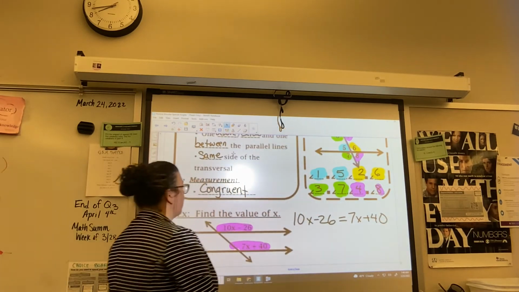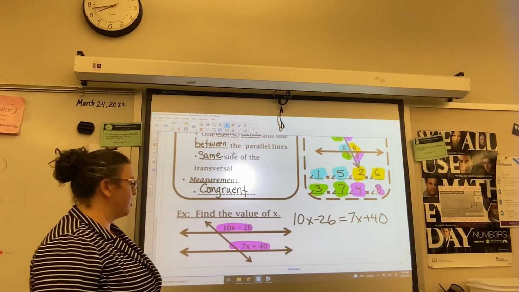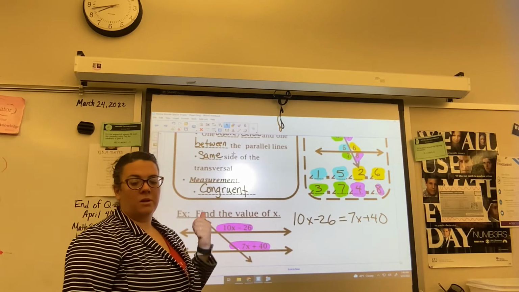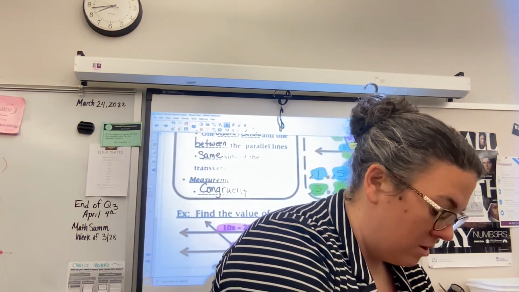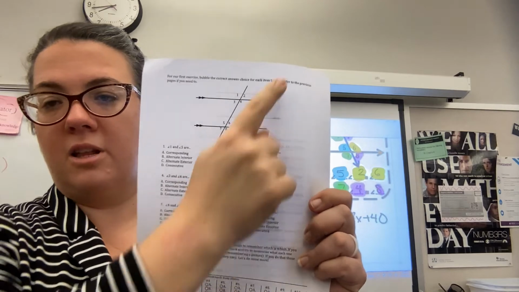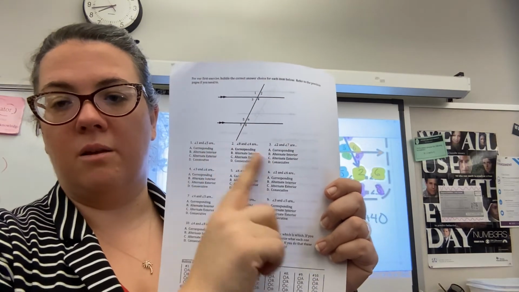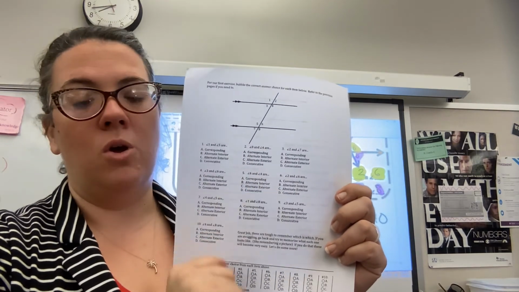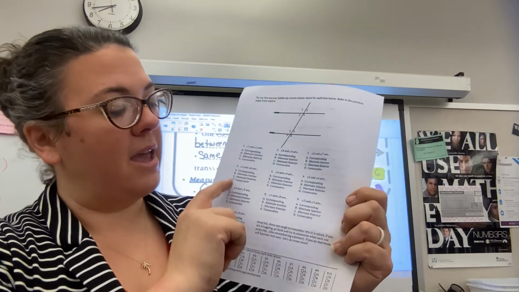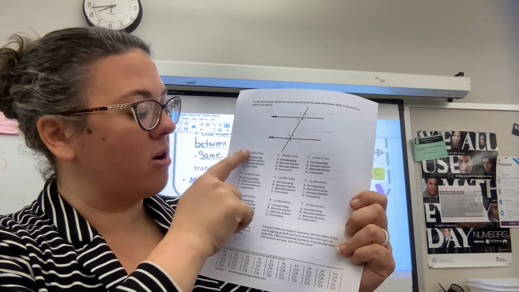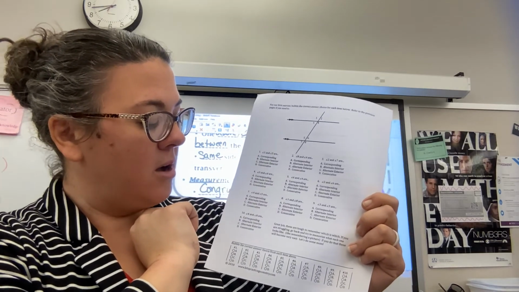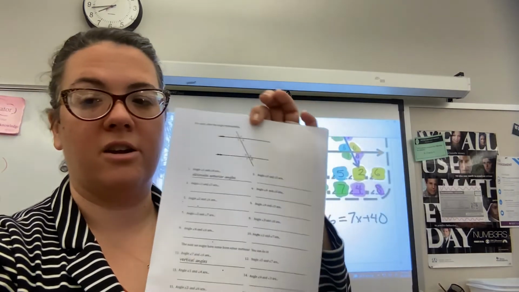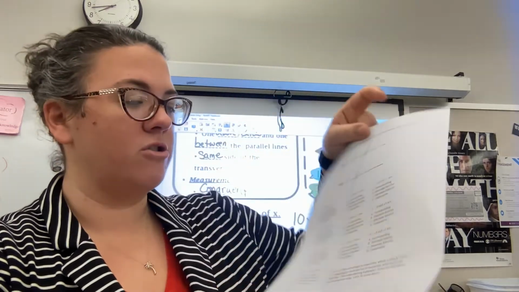So you're going to use these angle pair terms that we just went over. You're going to glue this into your notebook, and then you're going to do this practice worksheet where, if you look on this side, you have a pair of parallel lines cut by a transversal, and then multiple choice options to choose which pair the stated pairs are, whether they're corresponding, alternate interior, alternate exterior, or consecutive. And then when you go to the other side, you're going to be naming the pair that you see. So here you're just choosing.